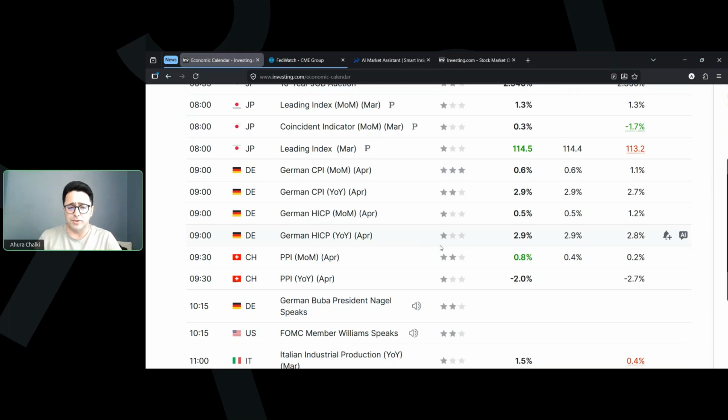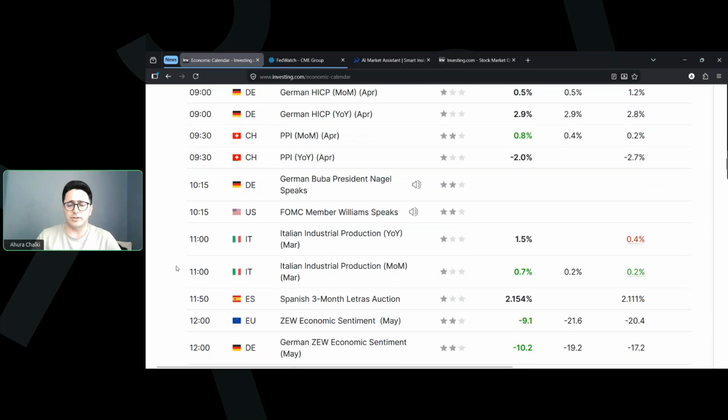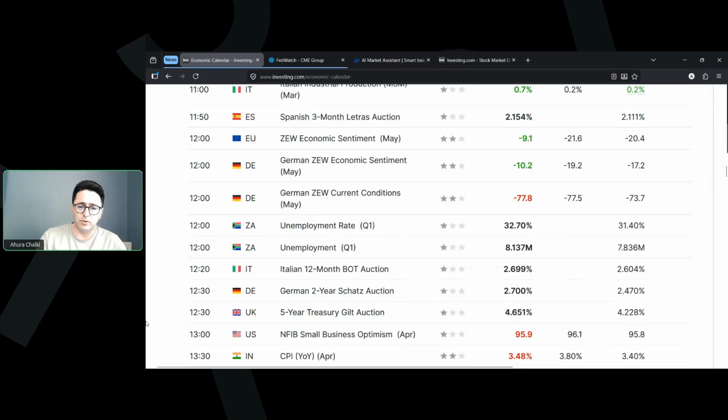Even in Switzerland, you can see the PPI increased by 0.8% monthly, even in that small country, which doesn't have too many factories. When you're looking at German industry and Swiss industry, you can see that German industry needs much more energy than Switzerland does. But still, you can see the inflation in Switzerland increased by 0.8% in April, which means that we should be more worried about the European economies.